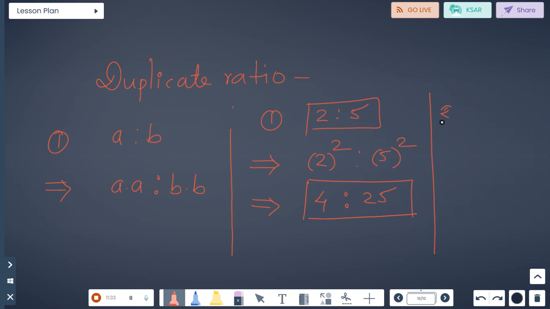Again, next example, 3 is to 4, and we have to find the duplicate ratio of 3 is to 4. We have to simply square that ratio. That means 9 is to 16. So 9 is to 16 is the duplicate ratio of 3 is to 4.